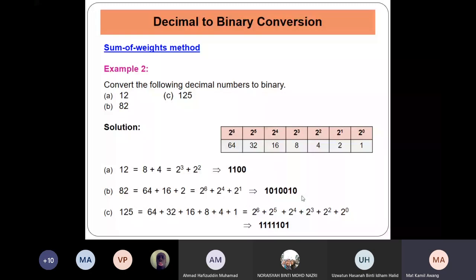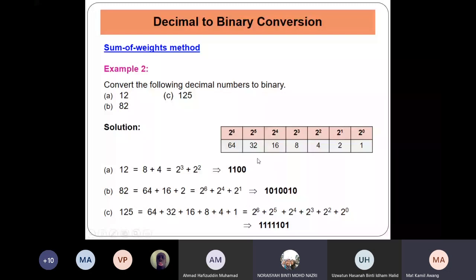The third example, 125. The highest weight is 64 because the next one is 128. So it's 64. 125 minus 64, you are left with 61. 61 is less than 64, so you cannot take 64. The next weightage is 32. So 61 minus 32 is 29.